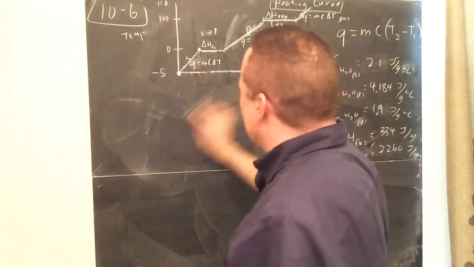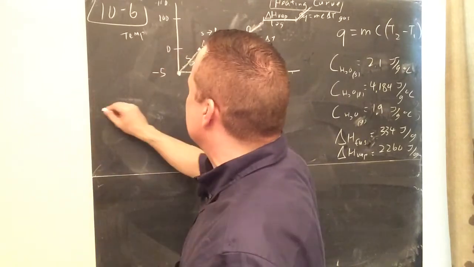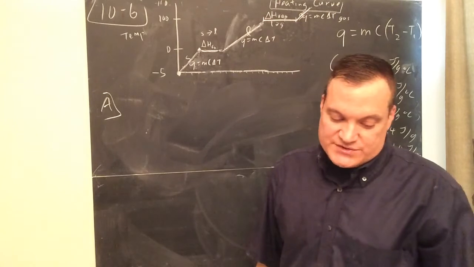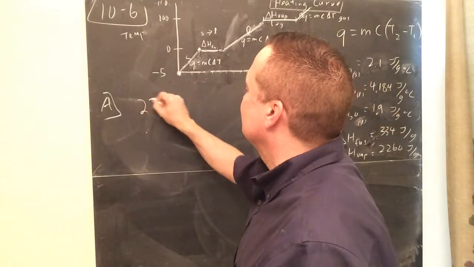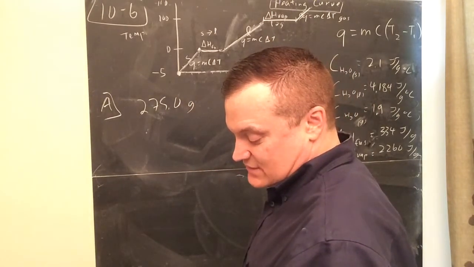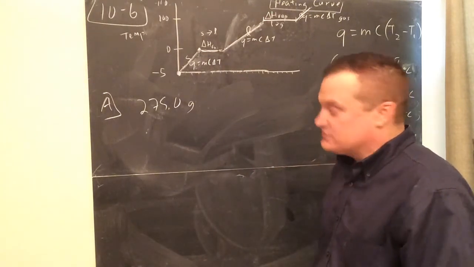All right, now here comes the math. Here's the math. First, I'll do letter A, and it says, calculate the amount of heat in joules required to melt 275 grams of ice at 0 degrees Celsius. And it says the heat of fusion for water is 6.02 kilojoules per mole.